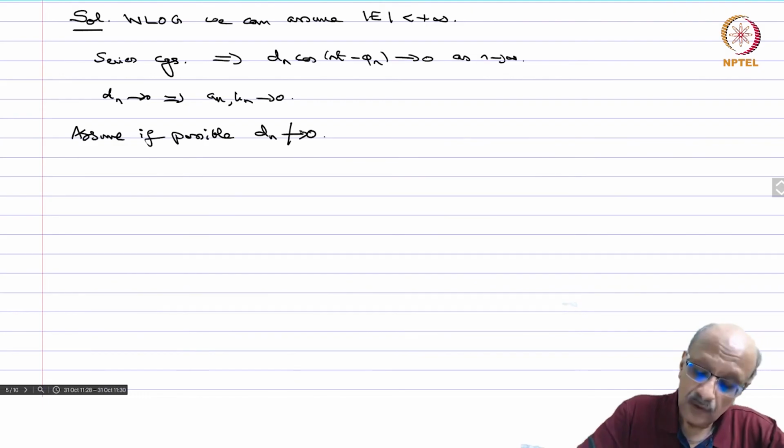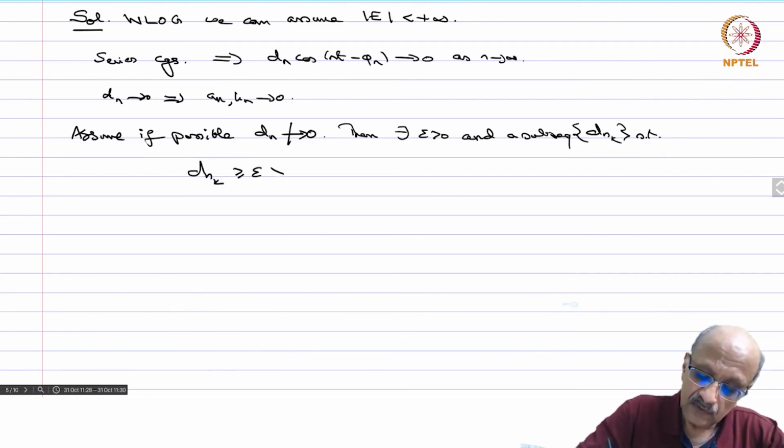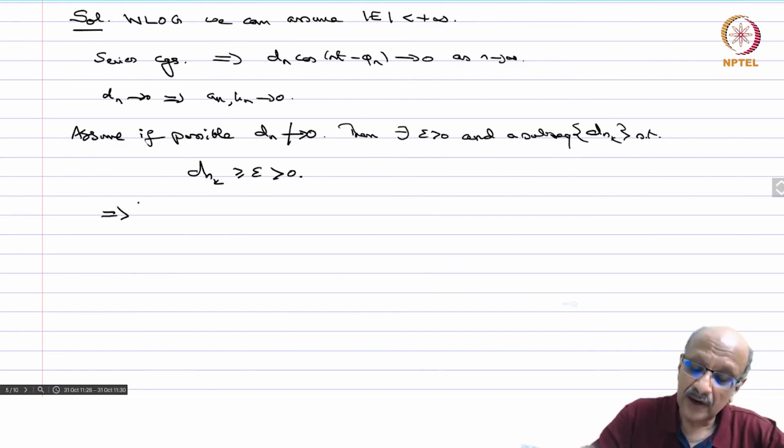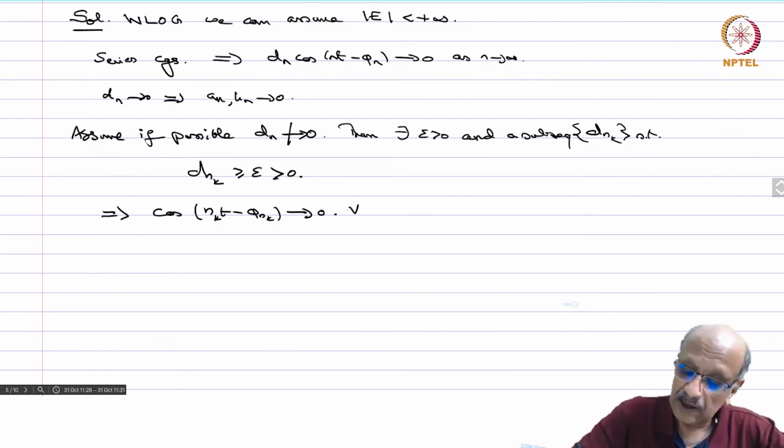Okay, so then there exists an epsilon positive and a subsequence d_{n_k} such that d_{n_k} is greater than or equal to epsilon, which is strictly positive. So it stays away from 0. Now if d_{n_k} does not go to 0, the general term anyway goes to 0. So this implies that cos(n_k t minus phi_{n_k}) has to go to 0 for all t in E.